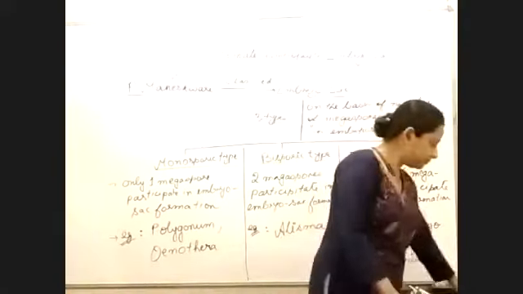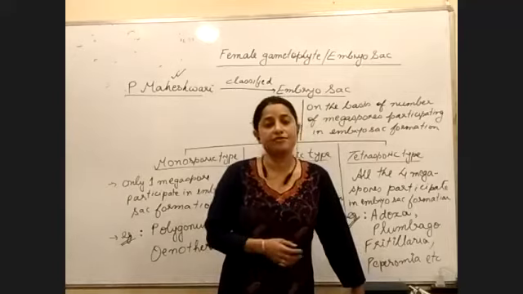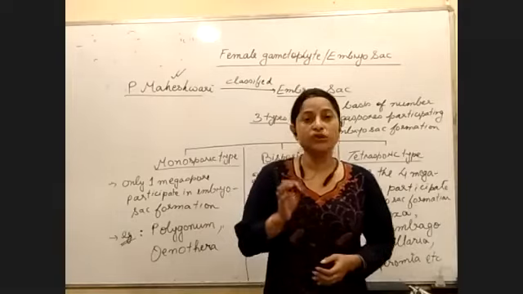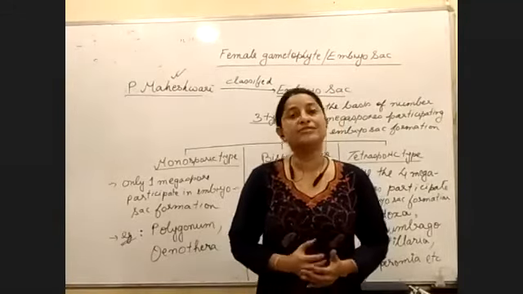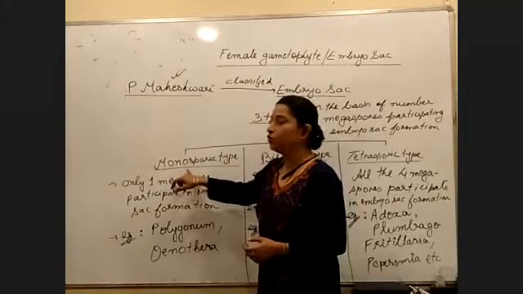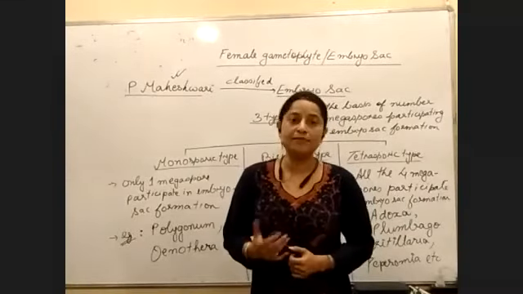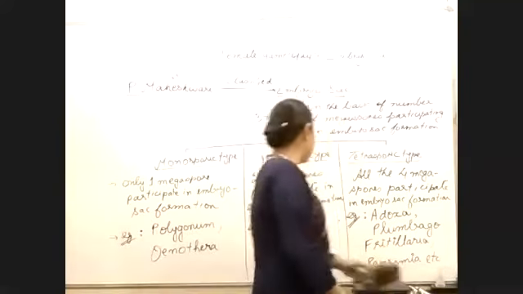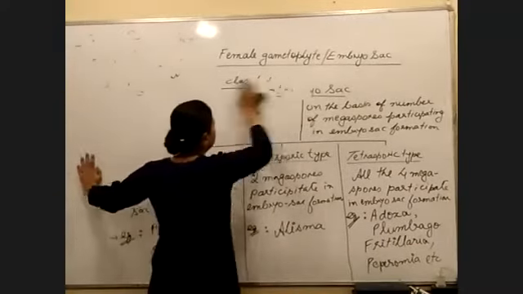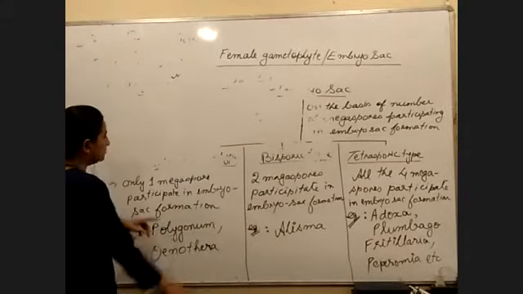As far as the description of these different types of embryo sac is concerned, multiple detailed descriptions are not needed. It is only one type of embryo sac that we are going to study in detail, and that is the monosporic Polygonum type of embryo sac. Make the heading: monosporic Polygonum type of embryo sac.